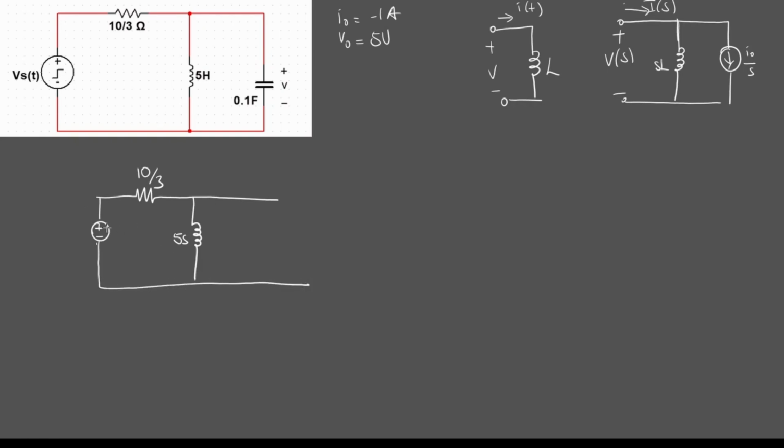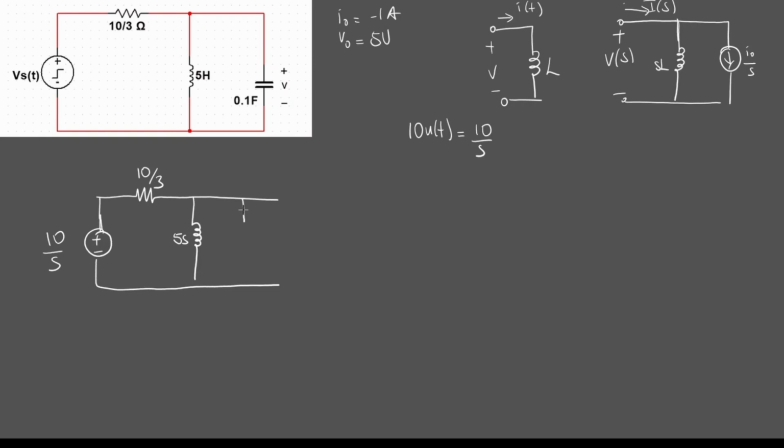Our Vs, u of t, let's make this better. Our Vs is 10u of t. That's the unit step function, so that's going to be straight up 10/S without any issues.